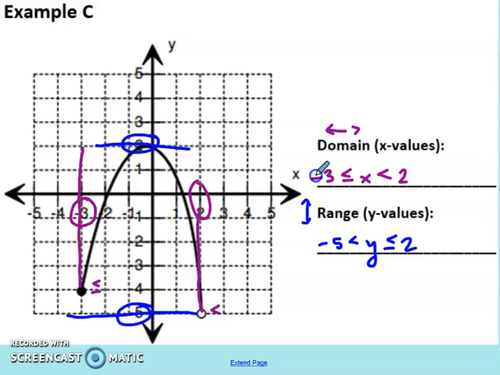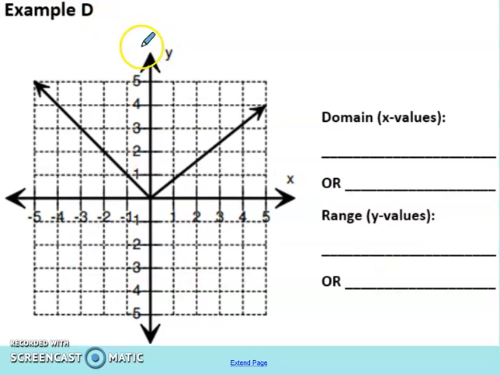My domain was between -3 and +2. Okay, so remember, just piece by piece, write it as you go. Pay attention to those dots. All right, let's do one more. Here we go. Pick up your domain color. Domain is left to right. All right, so I'm looking left, furthest left, furthest left.